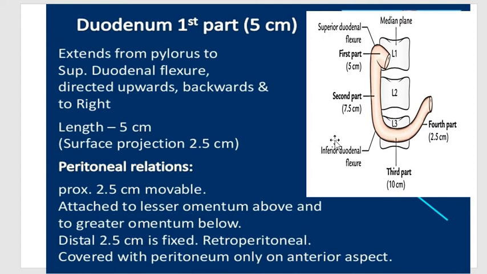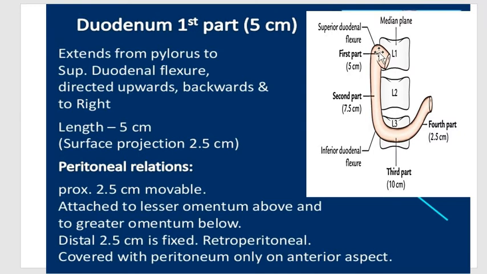In the abdomen, when you study each and every organ individually, you have to remember the peritoneal relations and the visceral relations. Now you can see the first part of the duodenum, which is 5 centimeter long. It extends from the pylorus up to the superior duodenal flexure.